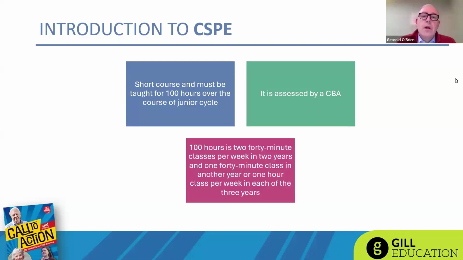The 100 hours, on a school basis, if you're in a school with 40-minute class periods per week, means that over two of the years of junior cycle it must be allocated two classes per week, and over the third year it's allocated one class per week. If you're in a school that has one-hour classes, it means one hour of CSP per week in first year, one hour per week in second year, and one hour per week in third year. As well as that, it's part of the wellbeing program. So that's where the 100 hours actually come from.